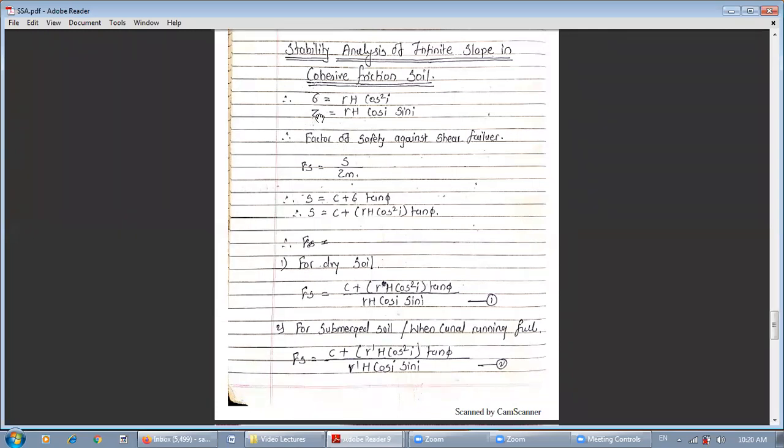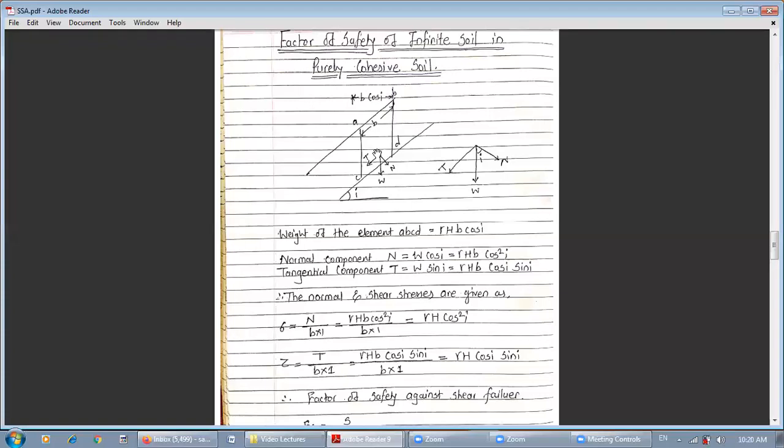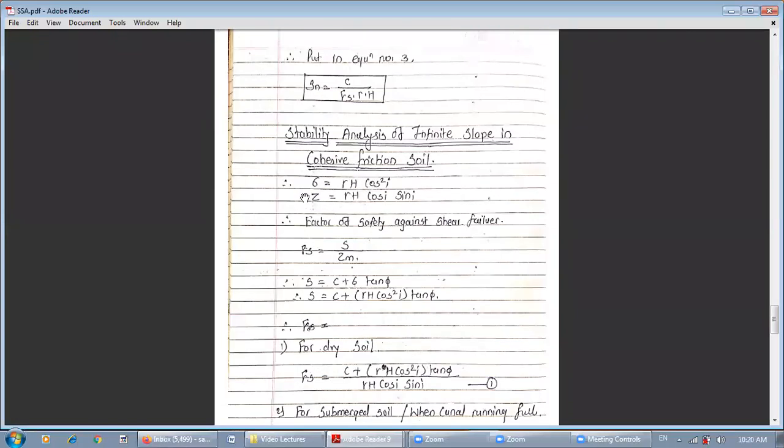These are the resolved components, and from these resolved components we have come across this particular equation, that is normal stress is equals to gamma H cos square i. I am not repeating this again.